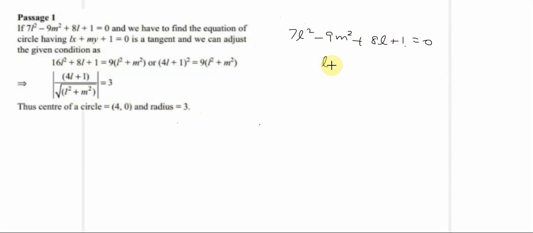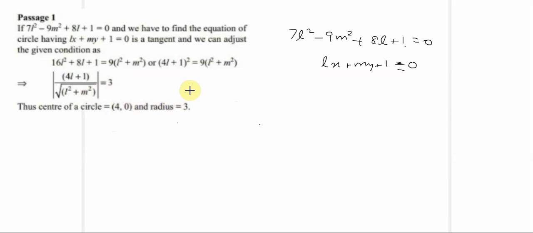Also we're given that Lx plus My plus 1 equal to 0 is a tangent of a circle, and we need to find that circle. Just by looking at it, it's very hard to think of an approach to solve this problem, but they have shown us that if you observe properly and use the concept of distance of a straight line from a point, then you can find the radius and the center of the circle pretty easily, and then you have the circle.